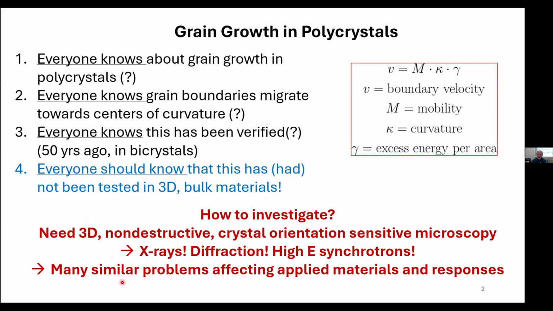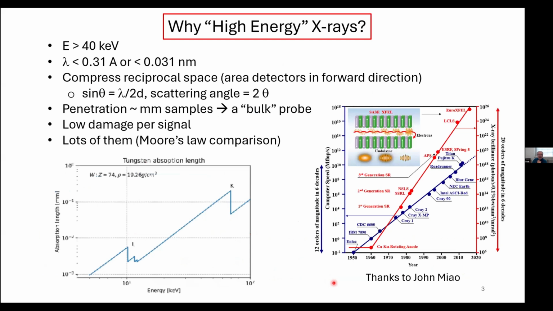This is just an example of a problem. There are many similar problems that have to do with material properties and responses that are microstructure sensitive. I'm just using this because there have been some recent developments that I'll tell you about. So why high energies?